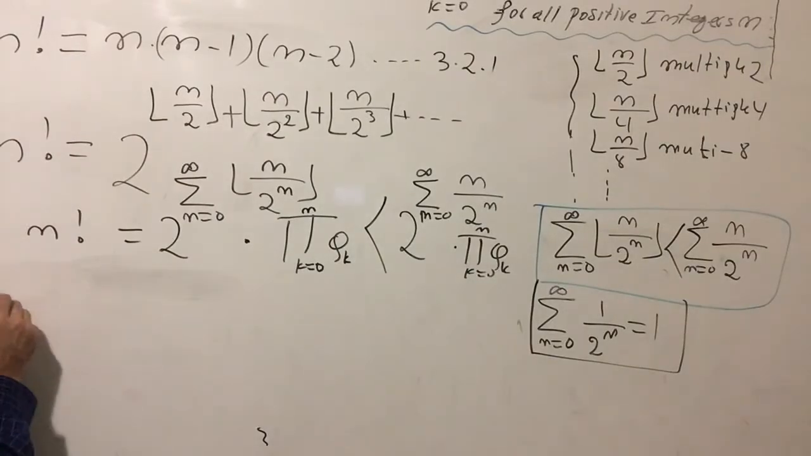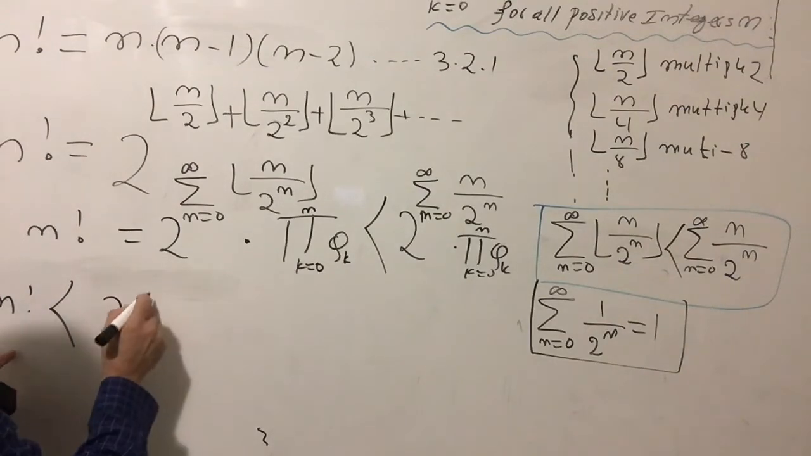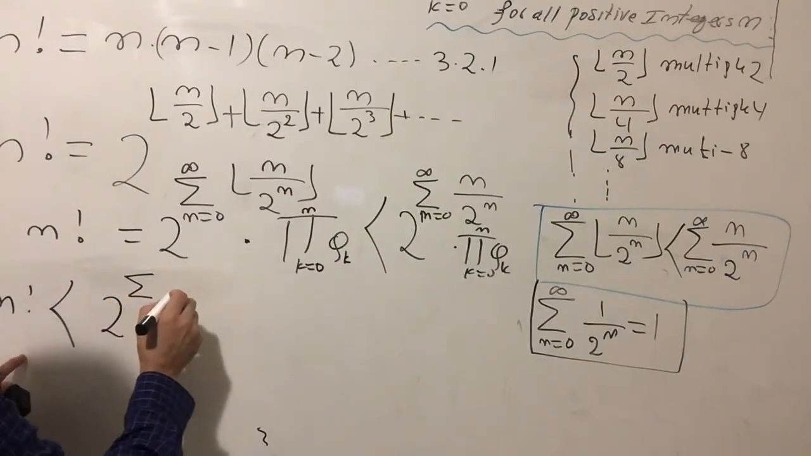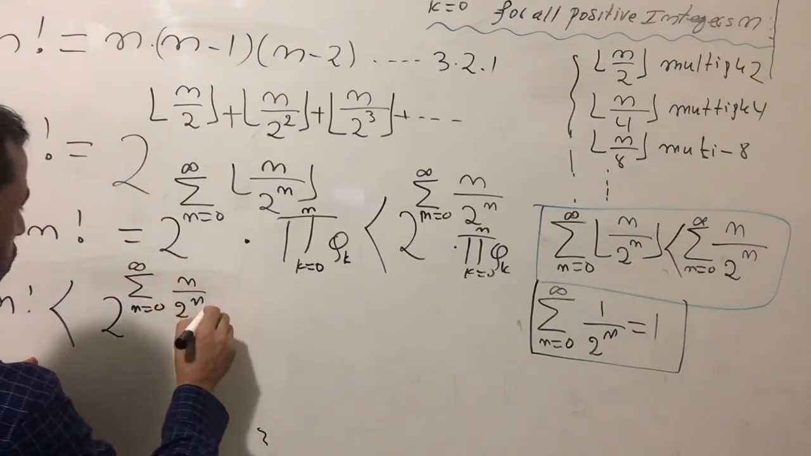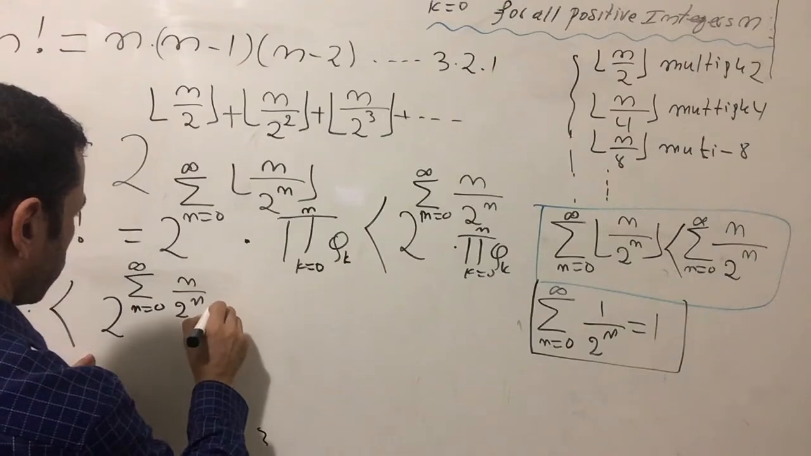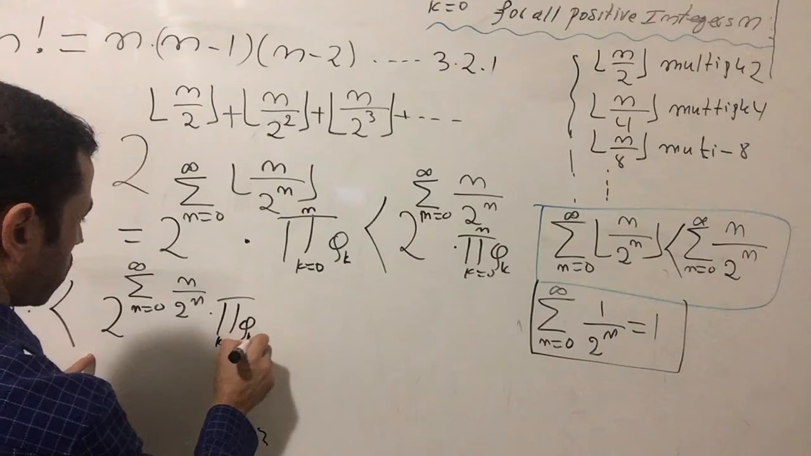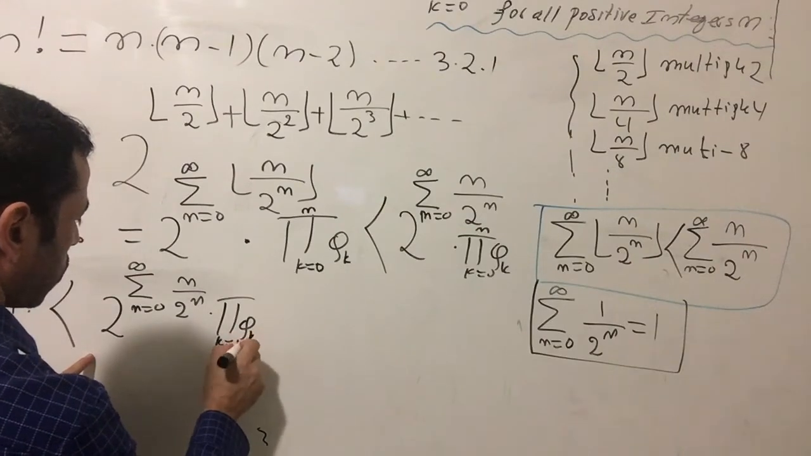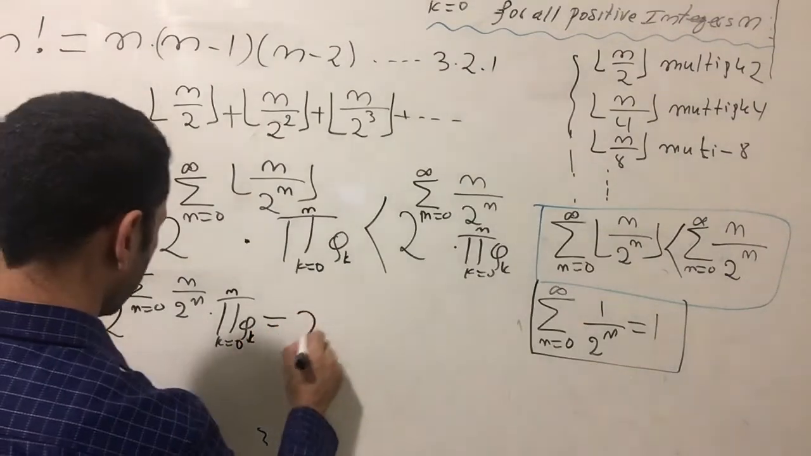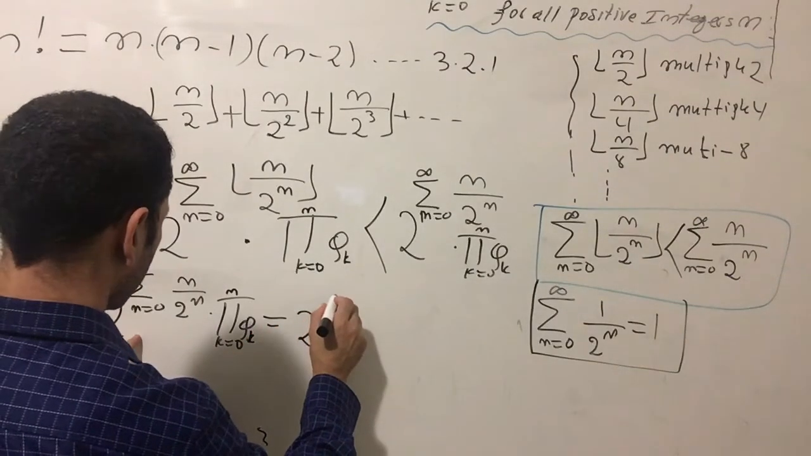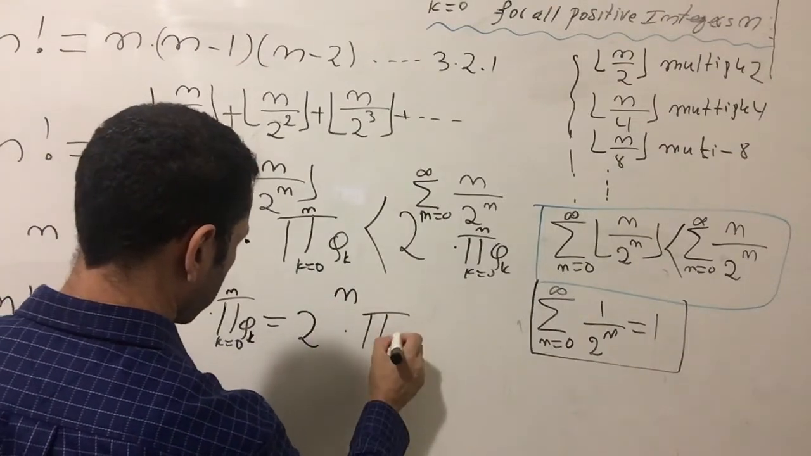So this n factorial is strictly inferior to 2 to the sum of n over 2 to the n, as n goes from 0 to infinity, multiplied by another product, let's call it q, as q goes from 0 to n. This one is equal to 2 to the n, multiplied by this product.